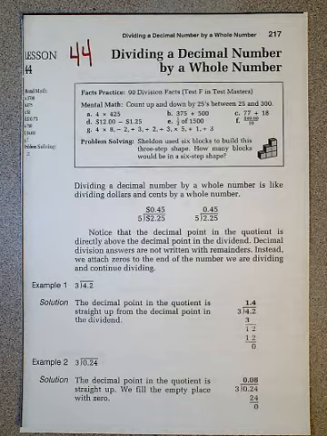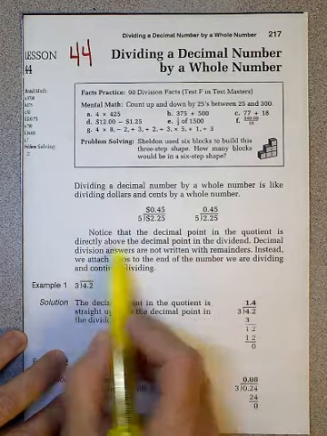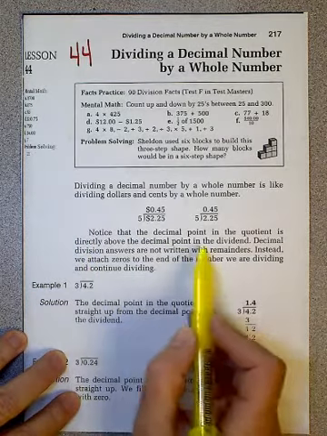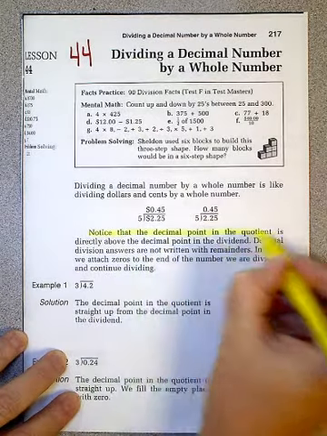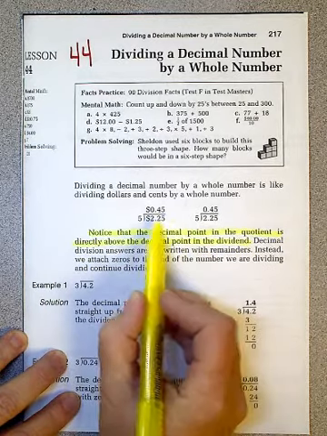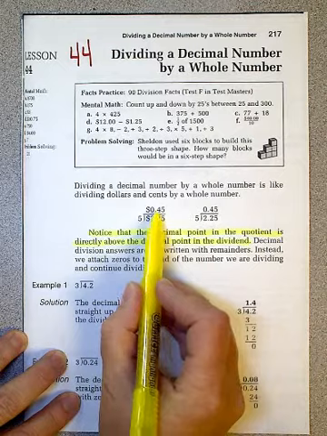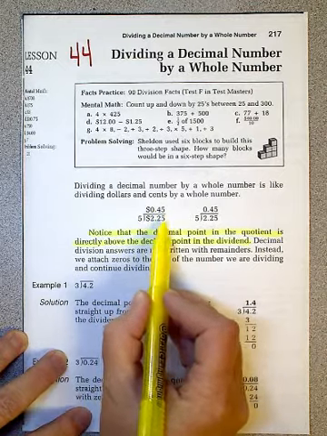First of all, let's begin by remembering that dividing a decimal number by a whole number is very much like dividing dollars and cents by a whole number. Notice that the decimal point in the quotient is directly above the decimal point in the dividend. In other words, as we start doing these division problems, simply mark your decimal spot directly above the spot where it occurs in your dividend, the number you're dividing.